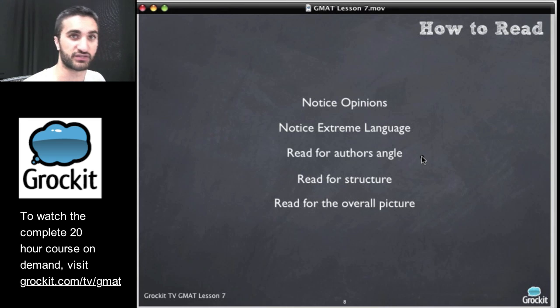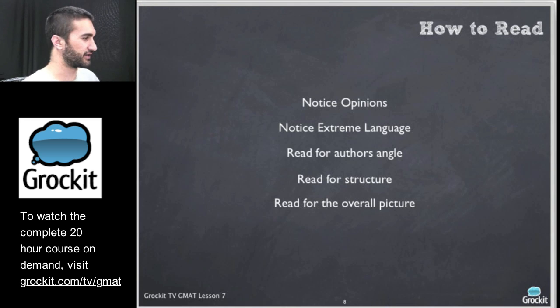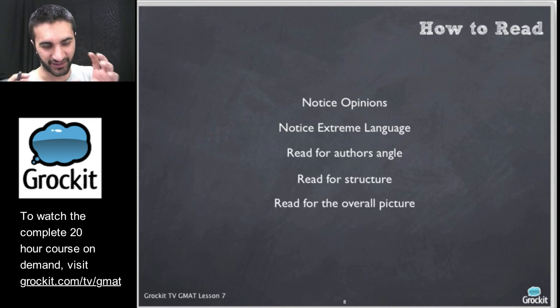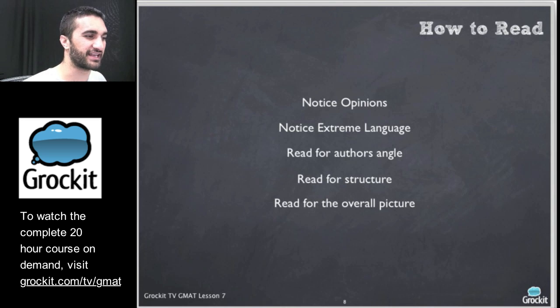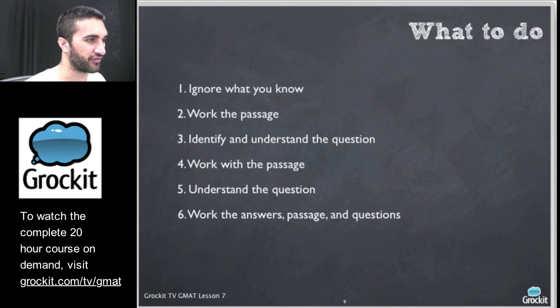We want to get a sense, when we're done working with the passage, of the author's angle. Are they pro something? Are they against something? What is the author's angle here? What is the structure of the passage? Is it an argument? Is it a description? Is it a list? And then what is the passage overall about? Is it about dolphin slaughter? Is it about raising math standards? It could be about a lot of things.